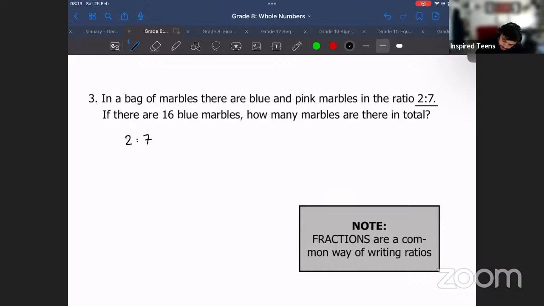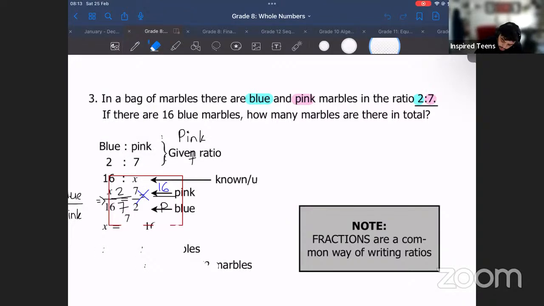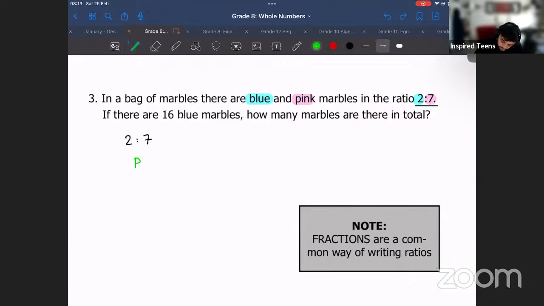So this is for blue to pink. So of course, blue is 2, pink is 7, right? So blue is to pink is 2:7, okay? And remember, this is the simplest ratio.